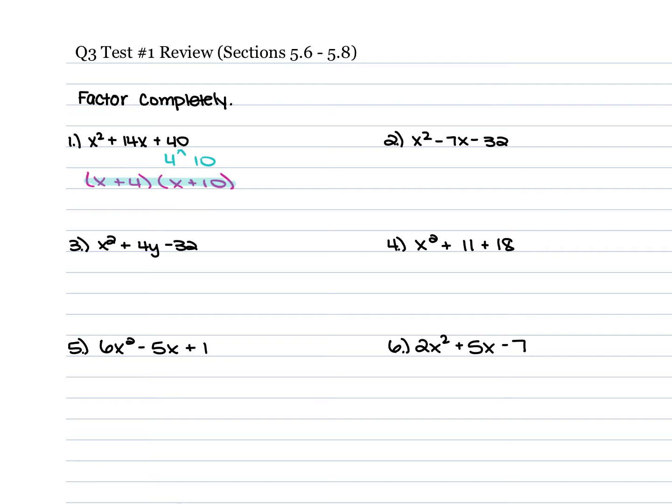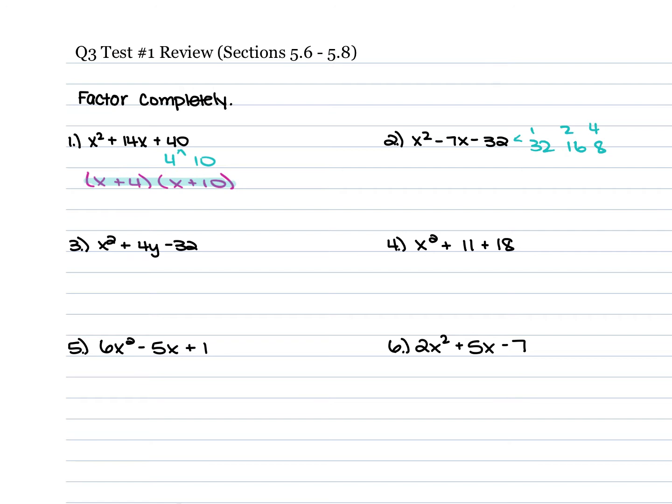For number 2, you have x squared minus 7x minus 32. Your factors of 32, if you don't know off the top of your head which factors add up to be negative 7, you can do them out. So you have 1 and 32, 2 and 16. 3 does not go into it evenly. 4 goes in 8 times. 5 does not go into it evenly. 6 does not go into it evenly. 7 does not go into it evenly, but then you have 8.